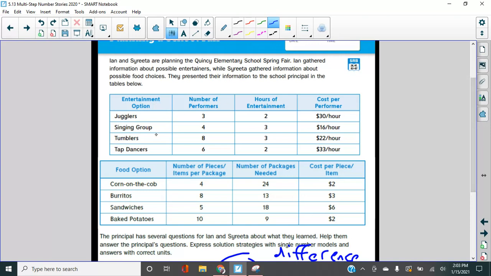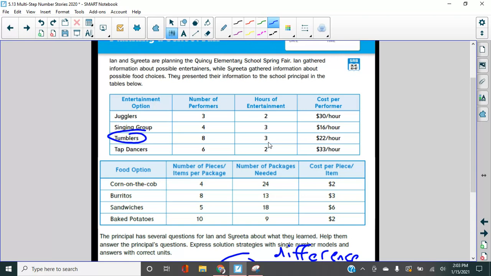The tumblers, here they are. There are 8 tumblers and they will perform for 3 hours and each one makes $22 an hour. Wow, that is fabulous. So there's 8 of them. Each one will make $22 an hour for 3 hours. All right, well, let's start with just figuring out one of them. So if one tumbler is performing, she is going to make $22 for each hour and perform for 3 hours. What multiplication problem do we need to start with?